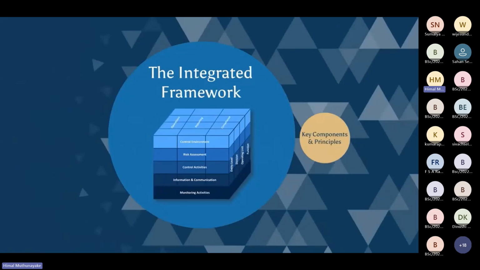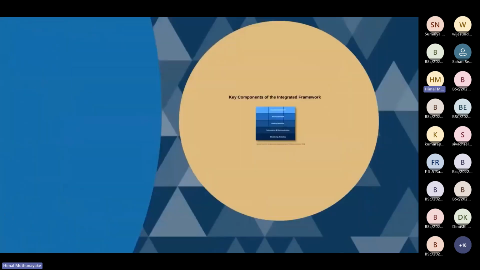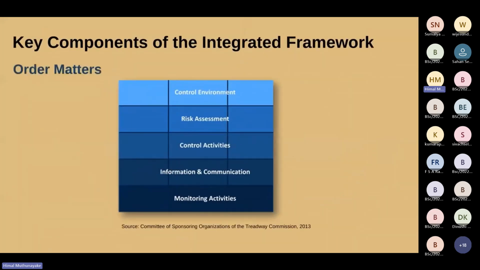So, here are the 5 key components for strong internal controls. There are a few important things to note. First, the order of the components matter. Just as you cannot construct an office building without completing the foundation, you cannot skip steps in designing, implementing, operating, and monitoring this internal control framework.